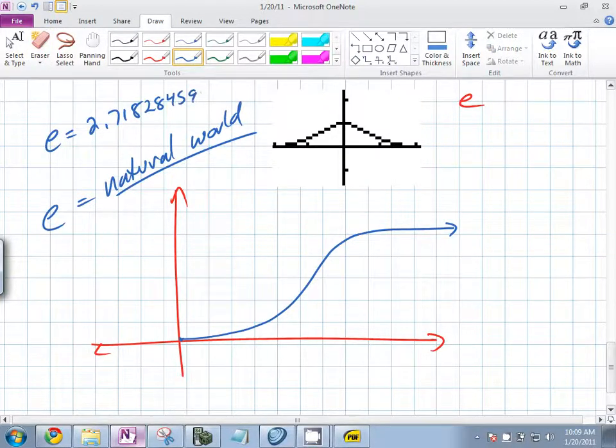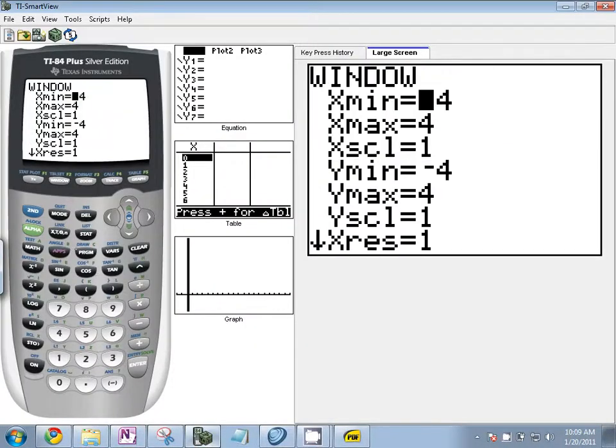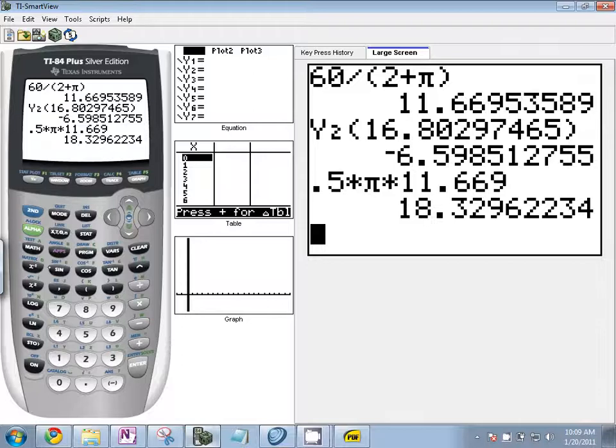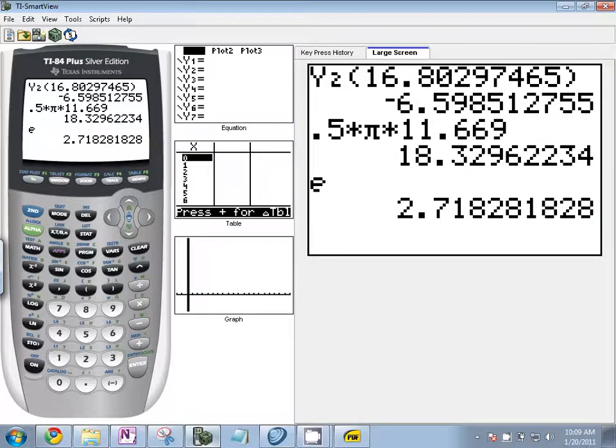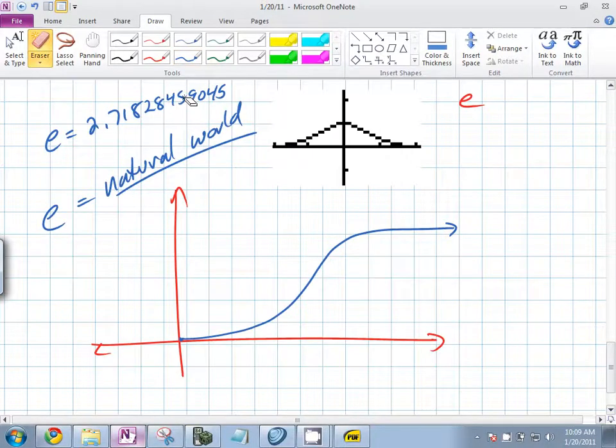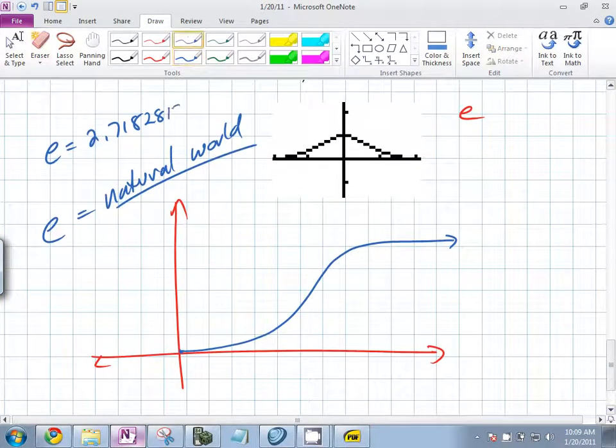1828459045. I think that's pretty good. Let's see how good I am at this. If I wanted E, I just do, ready? Second, there's also E right there. 2.71828. Oh, 18281828. I'm sorry, there's two of them. 1828459045. You'll get good at that.